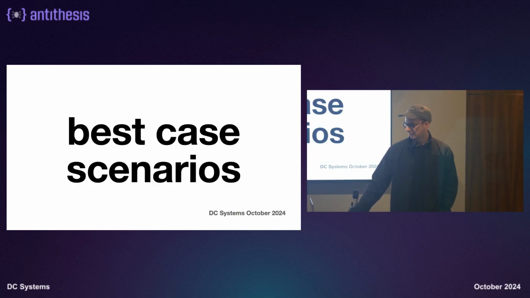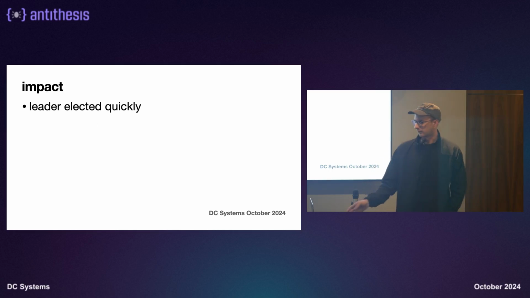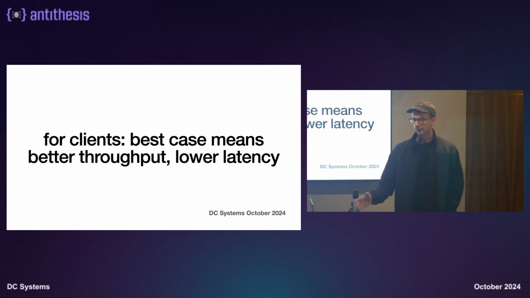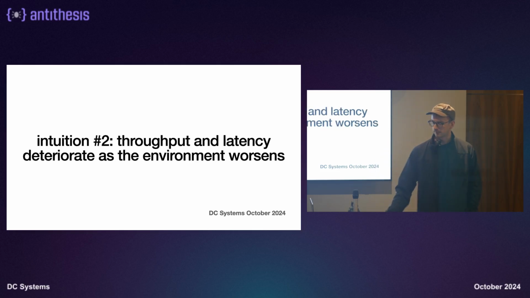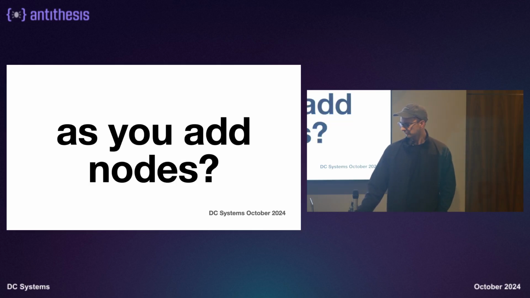In contrast, if the processes are stable and they're not crashing, and your disks are fast, and the network is fast and reliable, the leader is going to get elected quickly, it's going to be stable, it's not going to have to change who is the leader, and logs will get replicated quickly. Which means for clients of the system, this is the best case for throughput and latency. So the next major takeaway is that throughput and latency will deteriorate as the environment worsens.